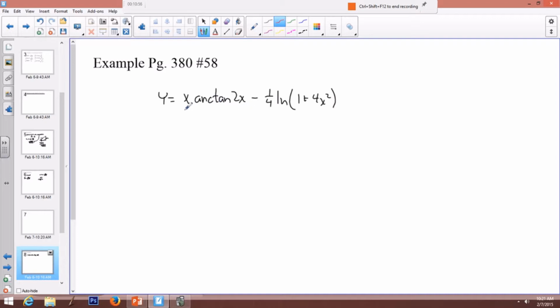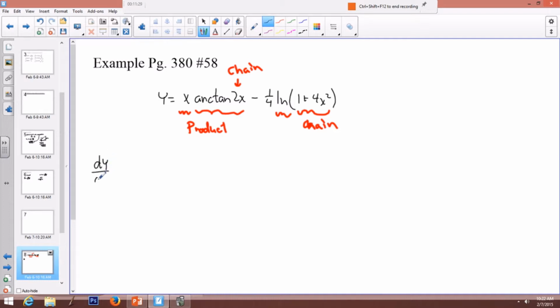So in this particular problem, I have a product. I have this x here, and then I have an arctan of the 2x, and this thing is a chain inside the arctan. And then I have this ln, and it is chained with this expression. So I have a product, a chain, and another chain. Okay, well, might as well get to it.